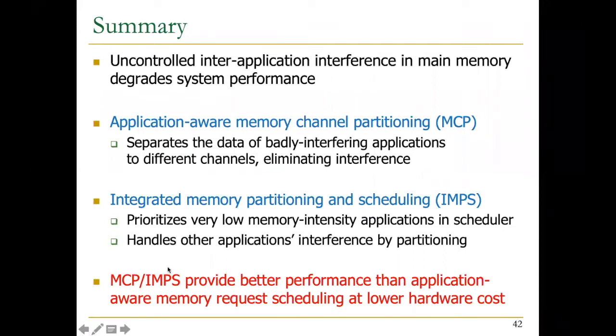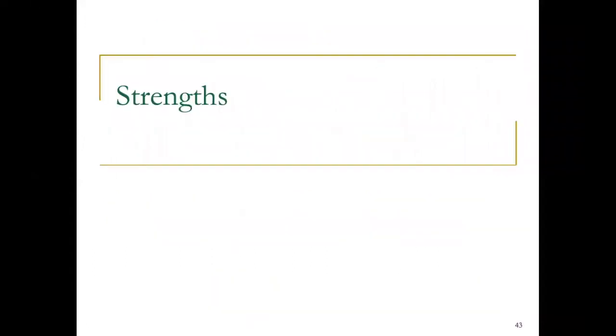And the key result is that MCP and IMPS provide better performance than application-aware memory request scheduling at lower hardware cost. The key is better performance and lower hardware cost. But of course, there's a software cost also, right, as we discussed. Okay, now let me do some analysis. As you know, strengths, whenever we do strengths, we start with the most important strengths, hopefully trickle down to least important ones. We're going to do this both for strengths and weaknesses.